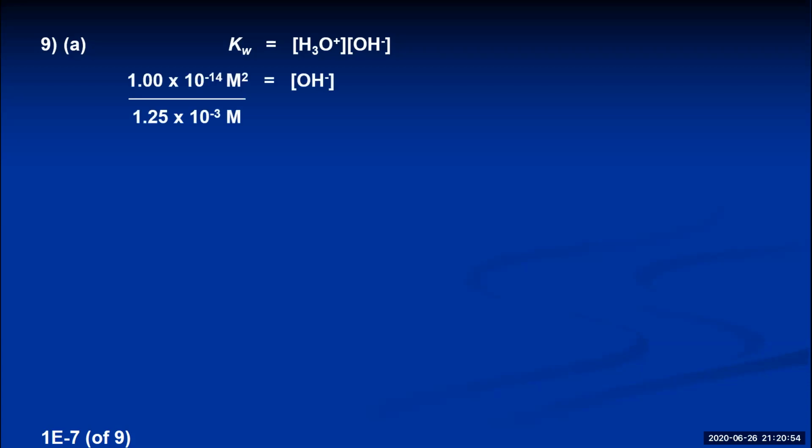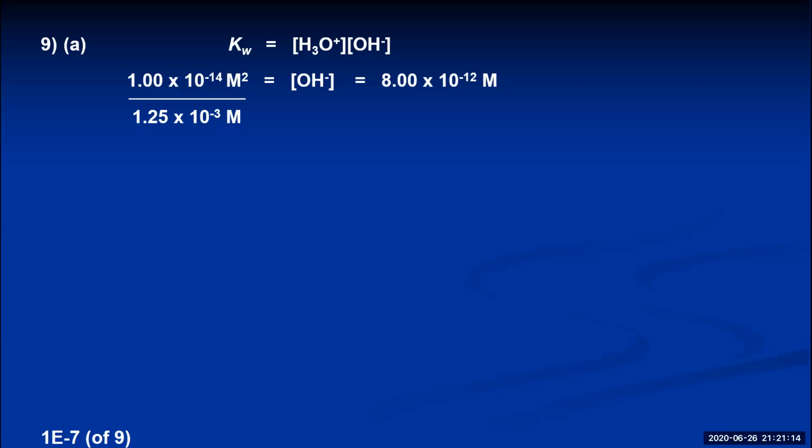with the relationship that for water solutions at 25 degrees Celsius, the hydronium concentration multiplied by the hydroxide concentration equals the Kw of 1.00 times 10 to the minus 14th. So using this expression, if I know the hydronium concentration, I can solve for the hydroxide concentration. That will equal 1.00 times 10 to the minus 14th, molarity squared, divided by the hydronium concentration of 1.25 times 10 to the minus third molar, and to 3 significant figures, this will give you the molarity of the hydroxides, 8.00 times 10 to the minus 12th molar.